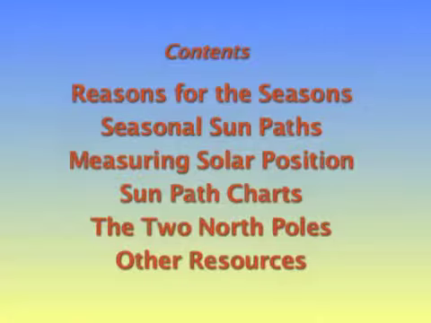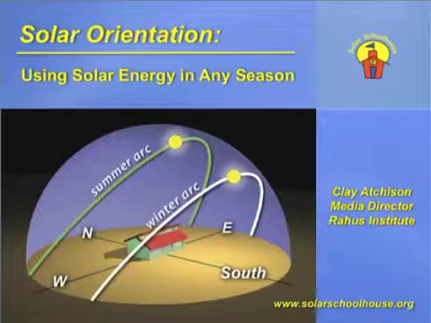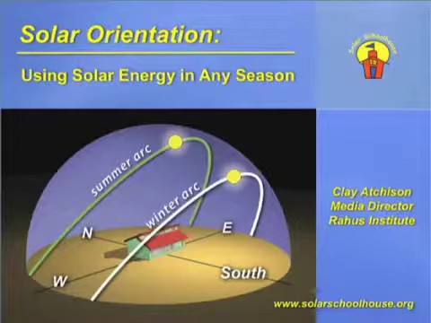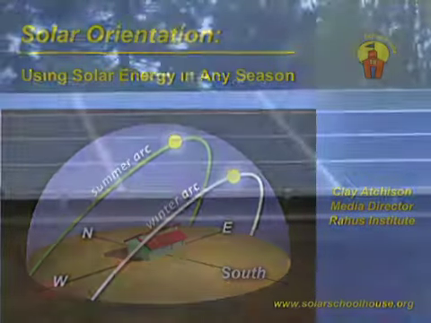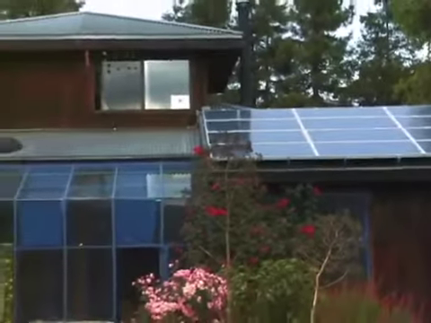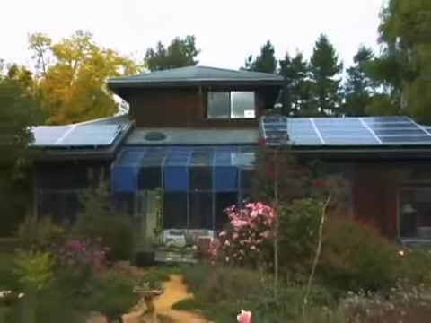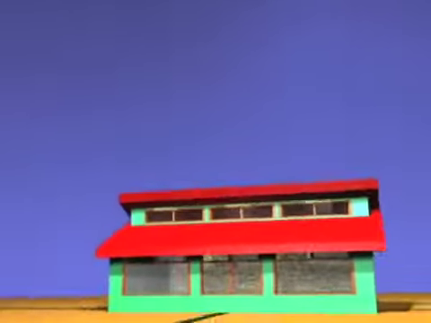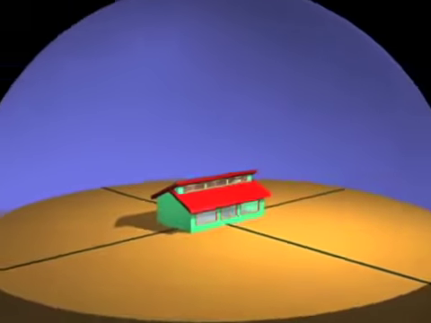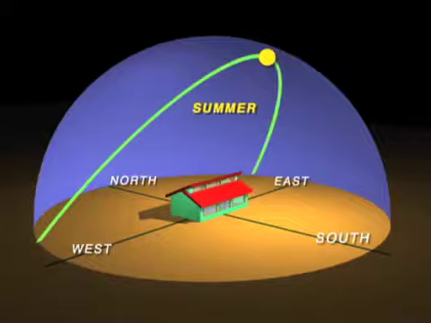Let's get started. Solar orientation is basically the process of aiming something at the sun. This is important because any solar technology like a solar panel or a sun oven or even a passive solar home receives the greatest amount of energy when pointed or oriented at a direct 90-degree angle toward the sun. This isn't as easy as you might think, however, because the sun's position in the sky is constantly moving. It rises in the east, arcs across the sky, and sets in the west.